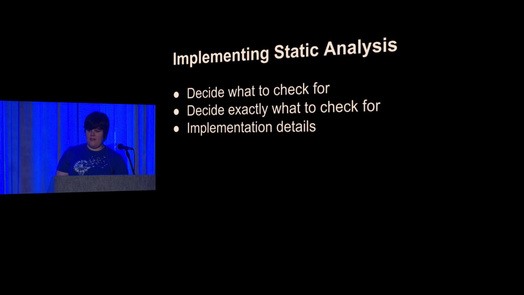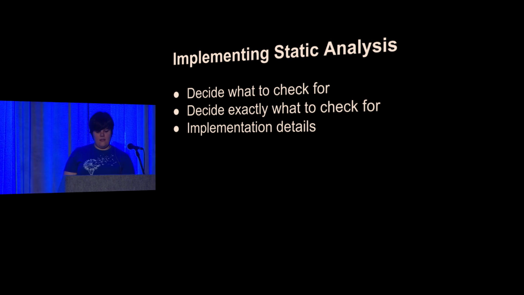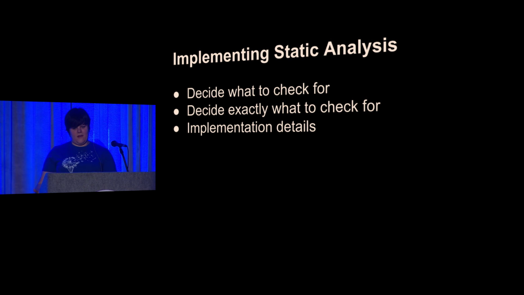So then we have to decide exactly what we're going to check for. Are we going to check for when I misspell it once and I just have this variable that I'm just sort of setting equal to something, and clearly I'm not using that variable, so why did I do that? So I'm probably doing something wrong.